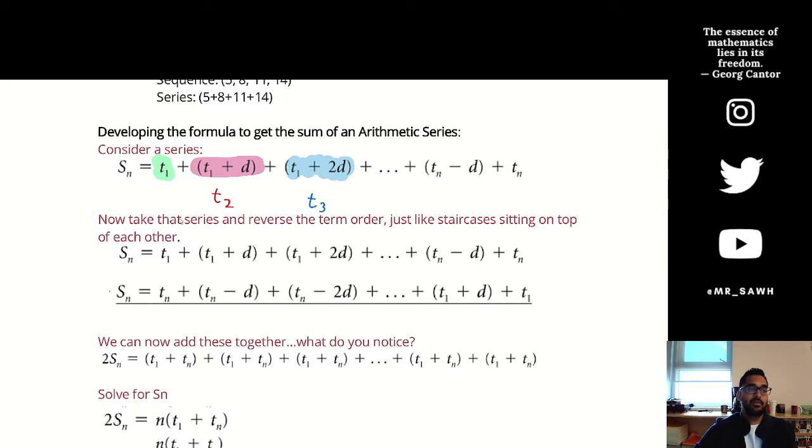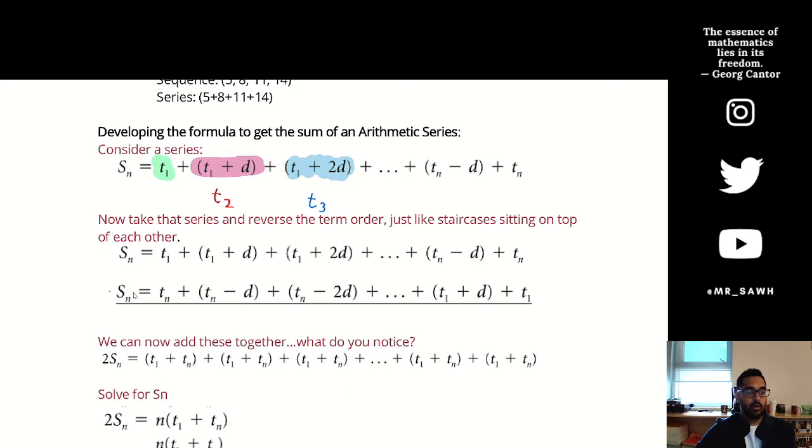Now, if you take that series and reverse the term order, so if you literally take those numbers and flip them around, instead of starting with T1, we'll just start with the last term instead. So Tn is going to be the first one. We'll reverse the order of all of those, and this is what you would obtain underneath. So the top row here is our sequence, us adding up all the terms. That'll get us our series.